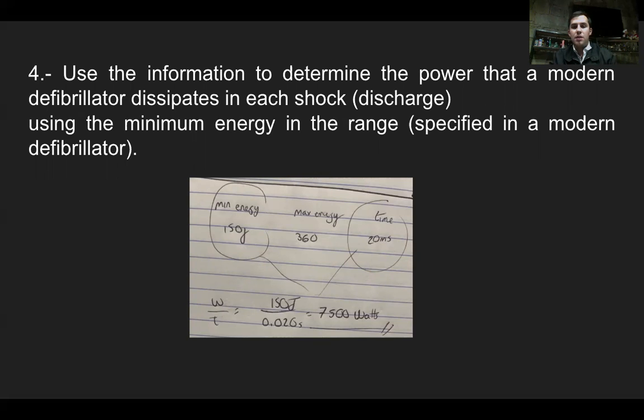Then this question asks us to calculate the power that a defibrillator dissipates in each shock with the minimum energy in the range that we have: the minimum is 150 joules, and the maximum is 360 joules. For power, we divide work by time, so 150 by 0.02 seconds, and we get a power of 7,500 watts in this situation.